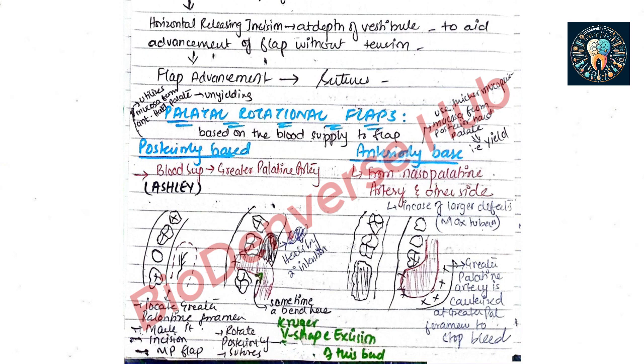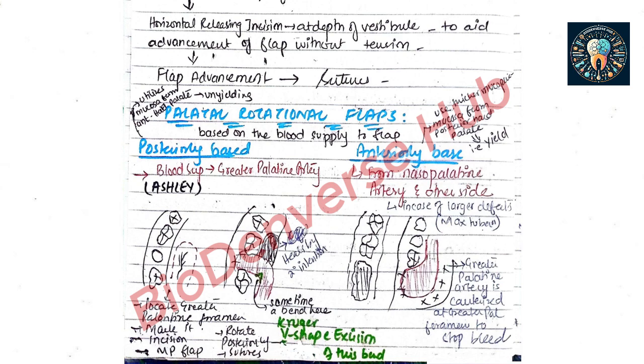You need to locate it and mark the site, and after that you need to make the incisions and reflect the mucoperiosteal flap, and then you have to place it over the defect and suture it. You need to be cautious that the greater palatine artery is cauterized at the greater palatine foramen to stop bleeding out there. So this was all about the rotational flaps.